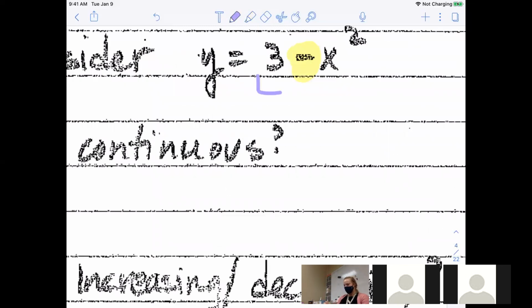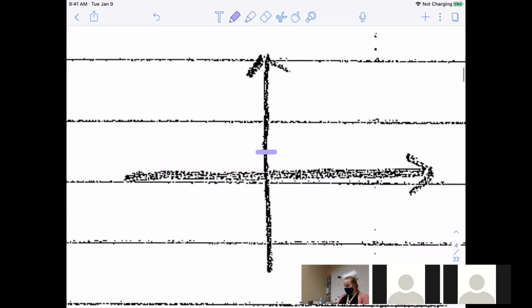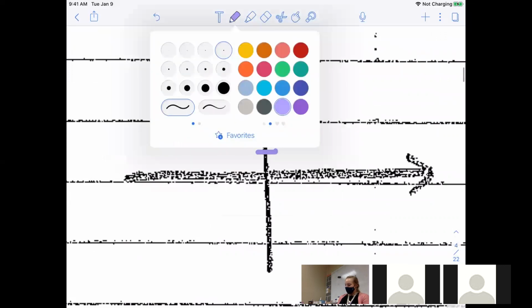Does anyone know what this 3 does? Say again? y-intercept. That's, I go up 3 from 0. So I'm going to go 1, 2, 3, and I'm going to put my dot there.